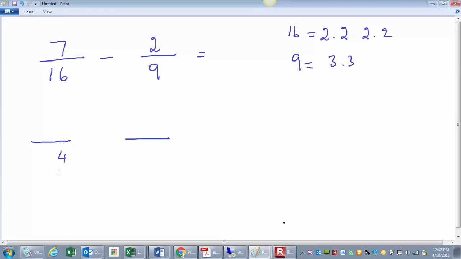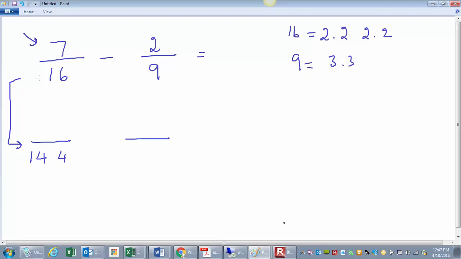So 9 times 6, 54. 4 carry 5. And 9 times 1, 9. And 5, 14. So the product is 144. So to go from 16 to 144, we multiplied by 9.